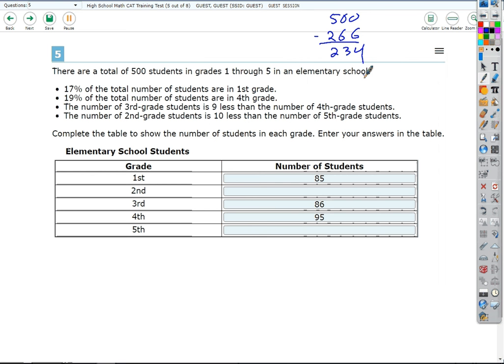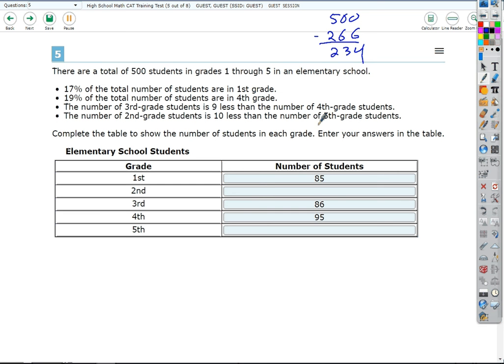It says the number of second grade students is 10 less than the number of fifth grade students. So what are some strategies here? Let's start with an algebra strategy, but then let's think about ways we could have even done this without algebra. With algebra, we want to set up a real simple equation where we can solve for a variable. So we're going to say the number of second grade students based on the number of fifth grade students, because it's 10 less than that.